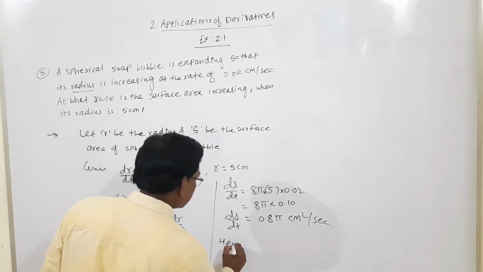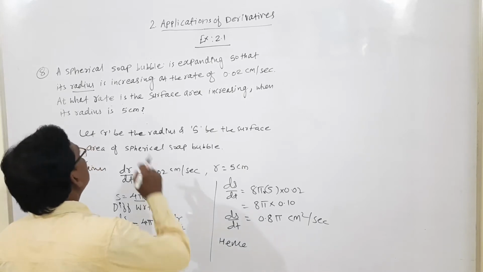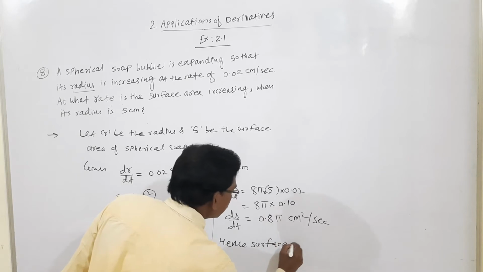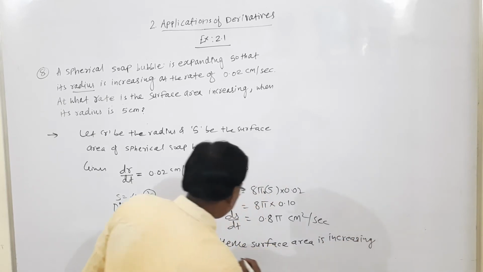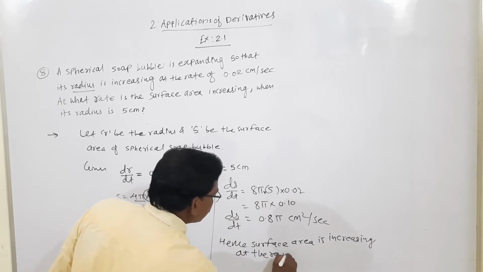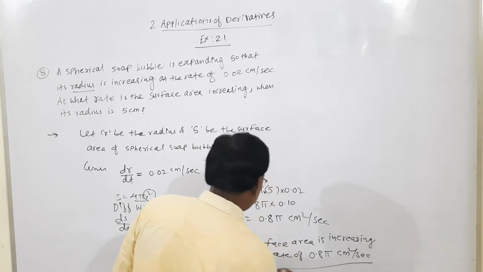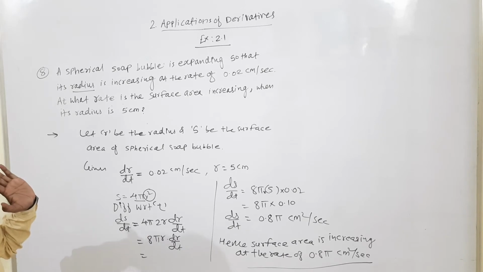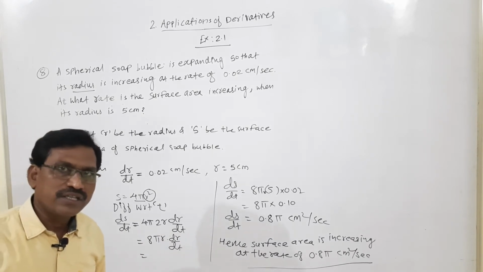Hence the surface area is increasing at the rate of 0.8 pi centimeter square per second. Now we will take the next example.